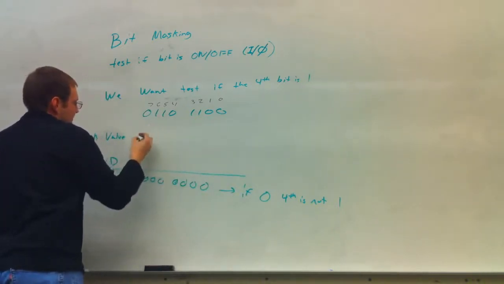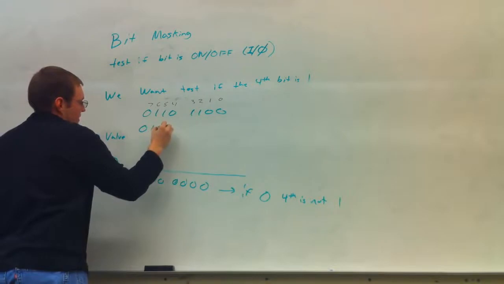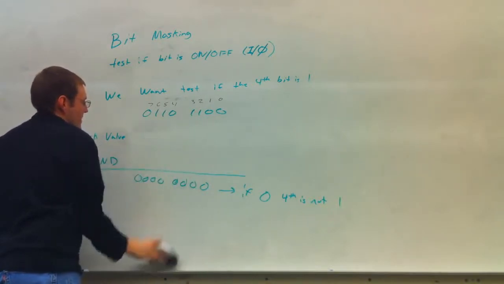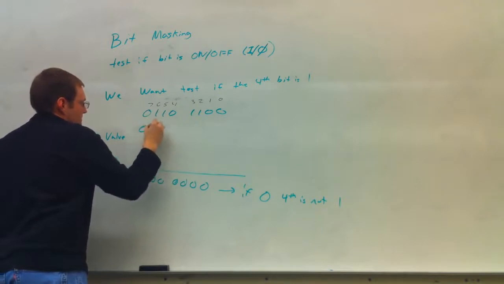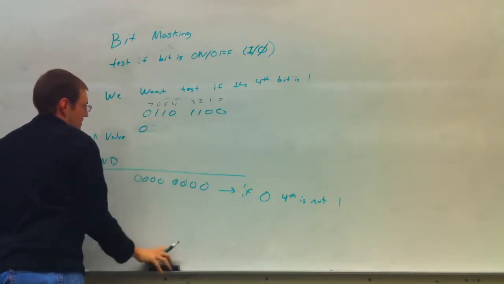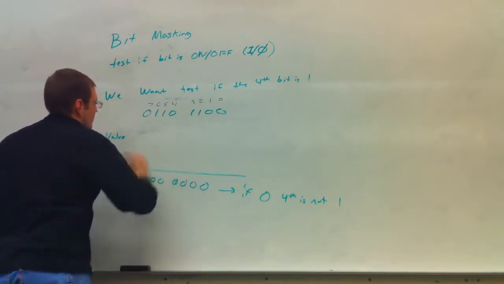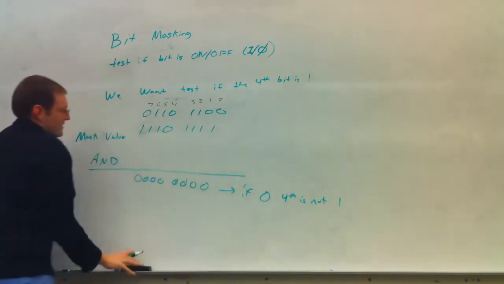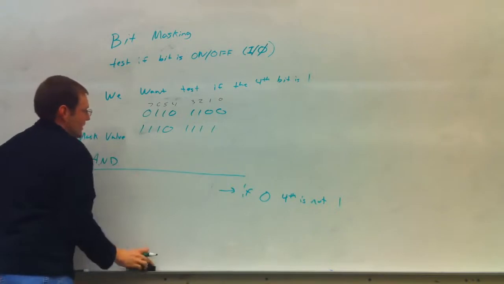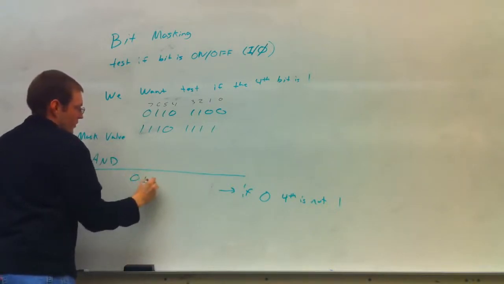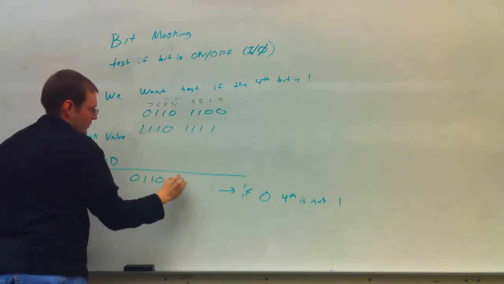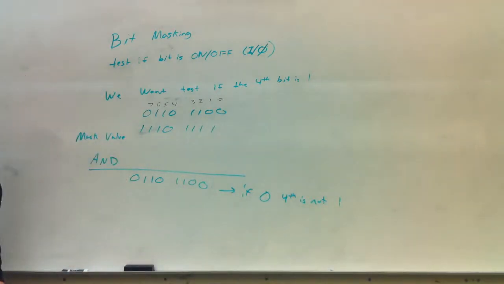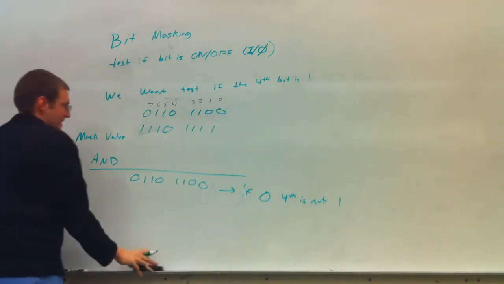Let's see. Any with all 1s will do. If it was a 0, right? It's a 1. I got 1. See, we do all 1s. What happens is we AND it. So we're going to get 0, 1, 1, 0, 1, 1, 0, 0. See, that doesn't make any sense. No, it doesn't.